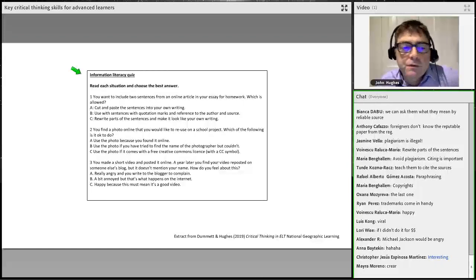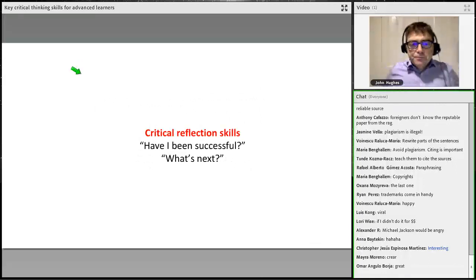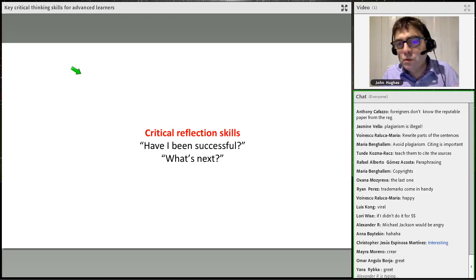Okay, we've nearly finished. We've got a few minutes. Critical reflection skills, very quickly. Teachers give feedback. We tell students what they were successful at. If the students have written an essay, I tell them what I liked about the essay, what they need to work on, and so on. But with advanced learners, I want to develop autonomous learners who can reflect on the quality of their own work as part of the writing process. Or if they're preparing a presentation, I want them to reflect on the quality of the presentation and then decide what action they're going to take next.